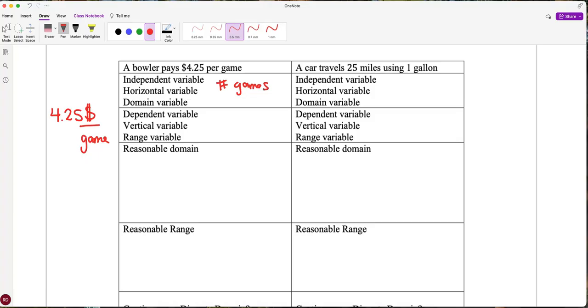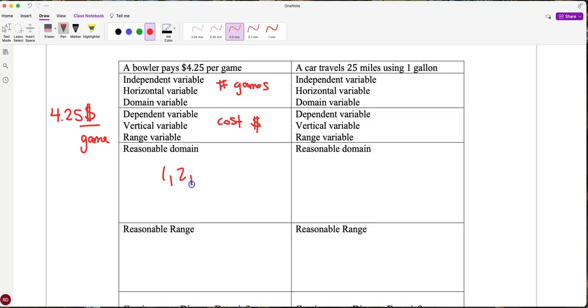And then what is the dependent or the vertical or the range? Cost in dollars, right? So it just comes from looking at, this is the bottom. If you think about slope, change in y over change in x. Vertical, horizontal, okay? What is a reasonable domain here? Okay, bowling per games. What kind of numbers come back when I talk about bowling games? Whole numbers, right? So it's your natural numbers, right?